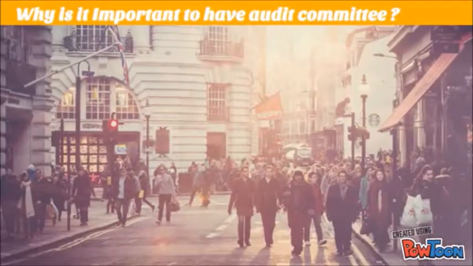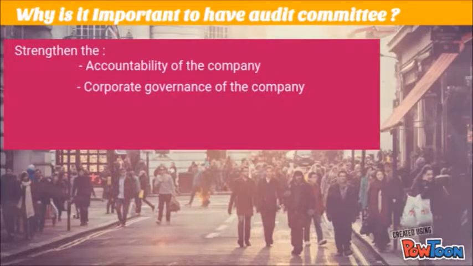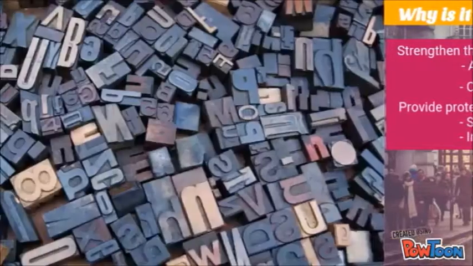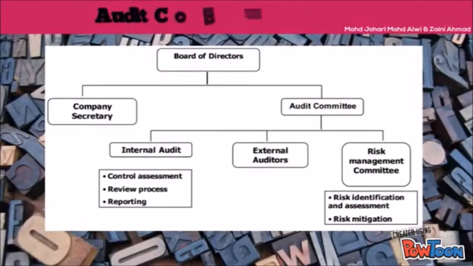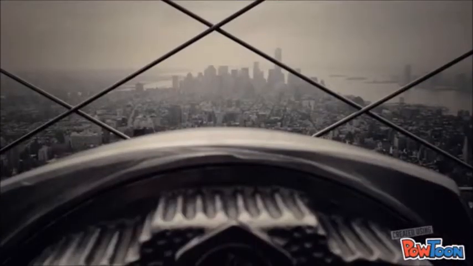Why is it important for a company to have an Audit Committee? The Audit Committee is important as it strengthens the accountability and corporate governance of a company in order to provide greater protection for shareholders and the investing and depositing public. Here is an example of an Audit Committee structure. Next, let us move on to the roles of the Audit Committee.